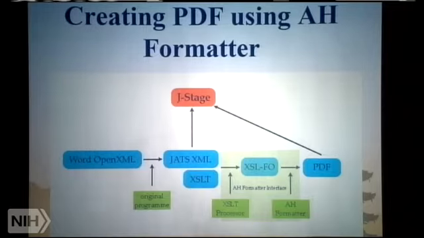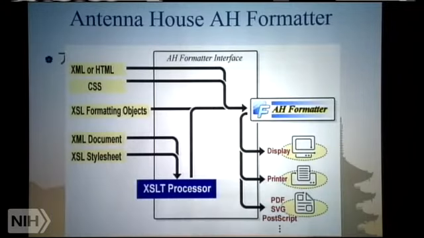This is a workflow for creating PDF. First, Word XML is converted to JATS XML with our tools. We used the AH Formatter interface to convert the obtained JATS XML to PDF. This process needs XSLT. AH Formatter formats XSL-FO, XSL formatting objects, XML with XSL style sheet or HTML with CSS. The formatted result will be displayed in the GUI and output or printed to PDF. The workflow is like this.